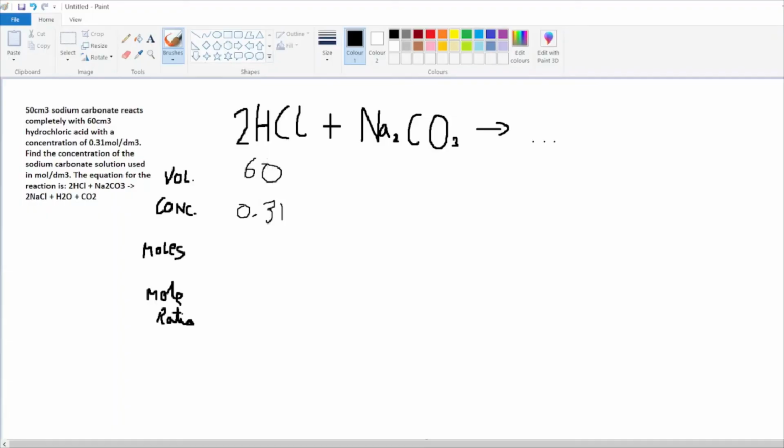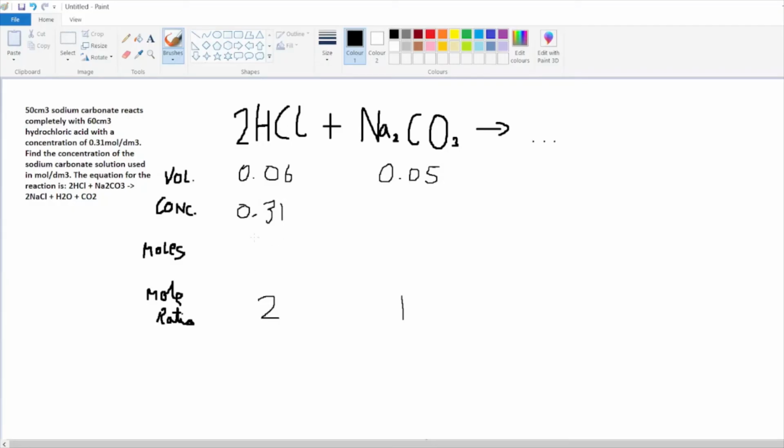It's so easy to forget your conversions, and you can lose so many marks from simply forgetting. You can remember all the really hard stuff, but just forget your units and you lose a couple of marks for absolutely no reason. So really, please remember your units. As you can see, I've had to divide by 1,000 because that's our method of conversion from centimeters cubed to decimeters cubed. So then we have everything we need to calculate the amount of moles of hydrochloric acid we actually have here.